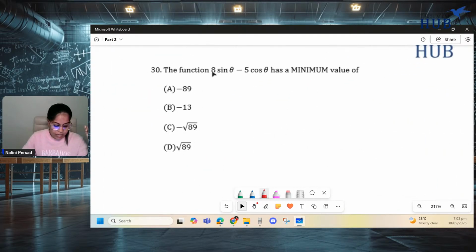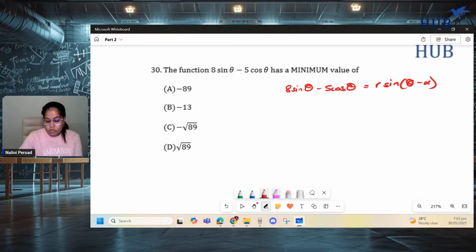Question 30, we have a function. We need the minimum value. So we can represent this expression here as r sine of theta minus alpha, right? We are not going to do any work of finding alpha. We do not care about alpha. Whatever happens inside the brackets does not affect any y values. So it does not matter what alpha is.